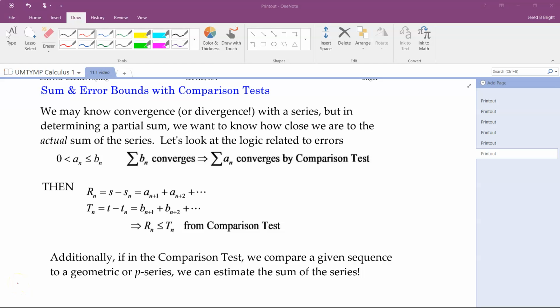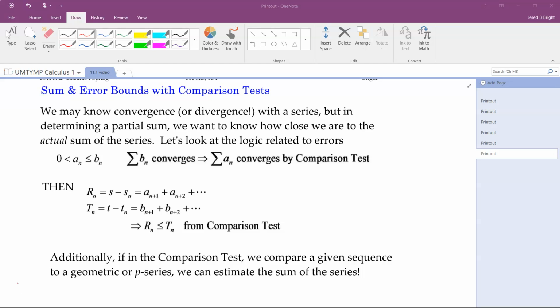Welcome back, and to wrap up the videos in this section, we are going to talk about the error bounds and the sum bound for the comparison test, just as we did with the integral test. This is an optional video, so you don't have to review everything here, but let's review what we know about the sum and error stuff based on the comparison test.